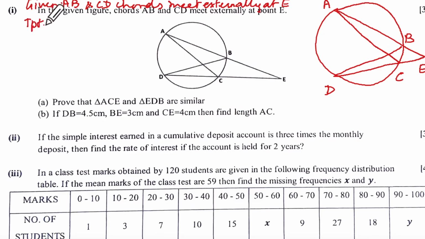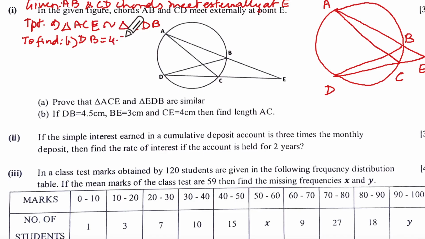So to prove that triangle ACE is similar to triangle EDB, and the second part to find AC if DB equal to 4.5 centimeter, BE equal to 3 centimeter, CE equal to 4 centimeter, and they are saying AC equal to question mark.